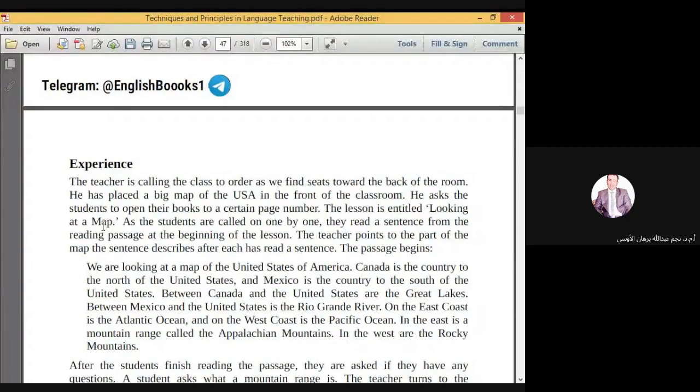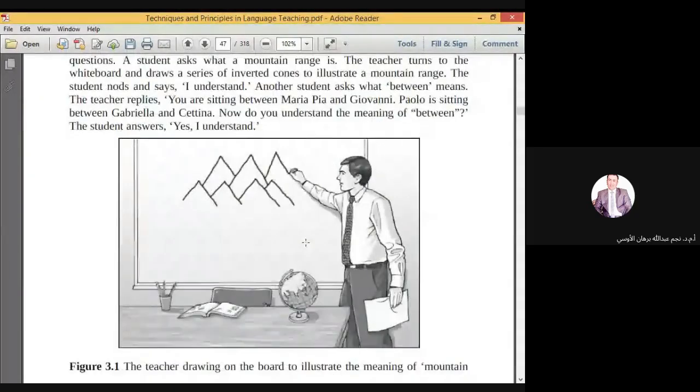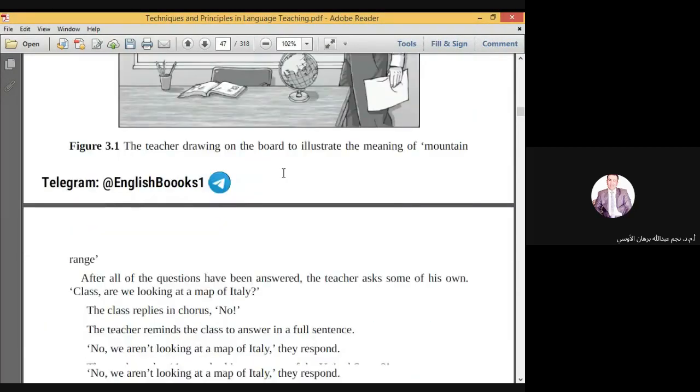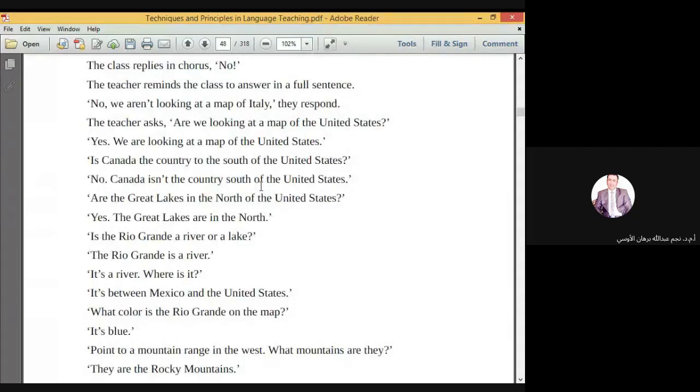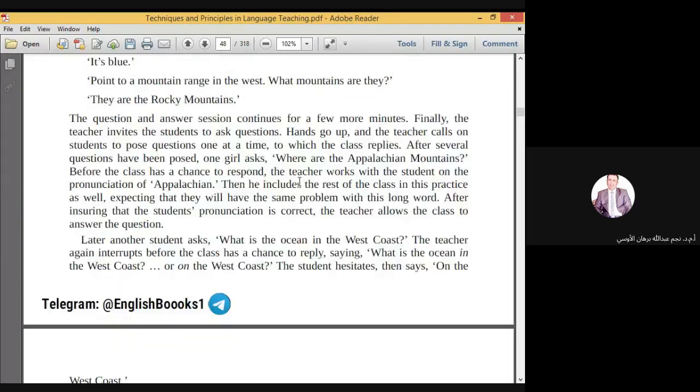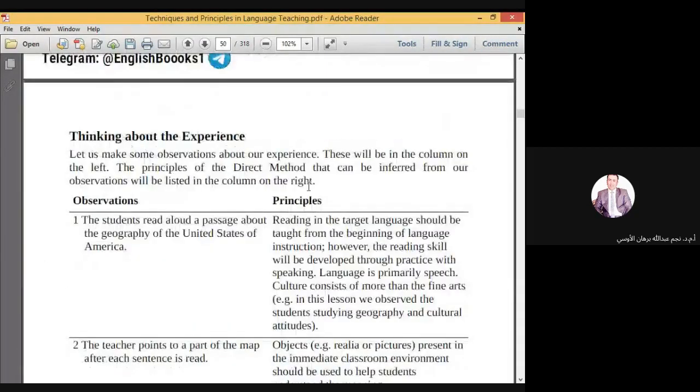So we have students, we have teacher, we have class, we have board, we have the title of the lesson. Here this is the teacher, this is a map with a title, mountains, and we have the board and we have students in front of the teacher. So as I told you, we will see the details or summary of this experience in observations.